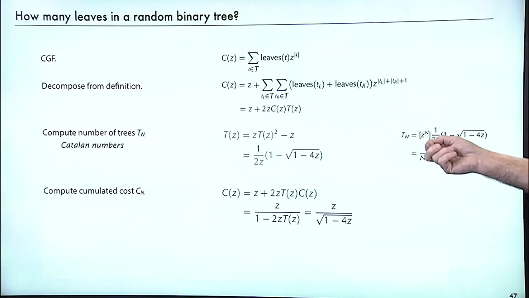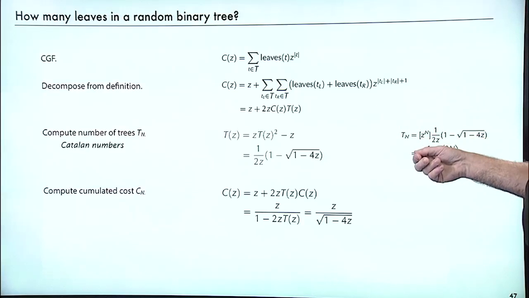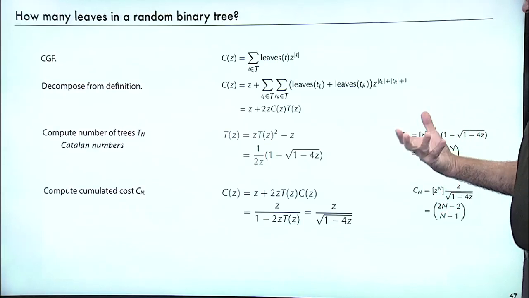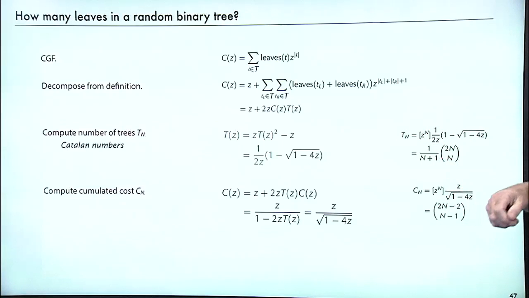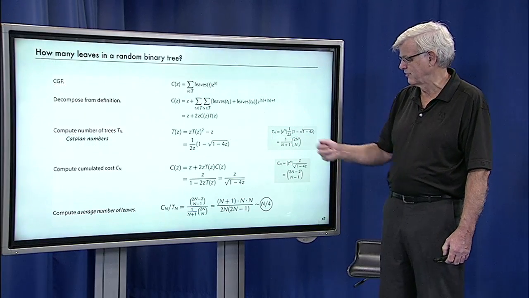C of Z equals Z over square root of 1 minus 4Z. And we can extract coefficients from that the same way that we did for the Catalan numbers using the binomial theorem. The end result is 2n minus 2 choose n minus 1. And very much the same calculations, just with a slightly different result. That's the cumulated cost. And then the final thing is to divide those two.